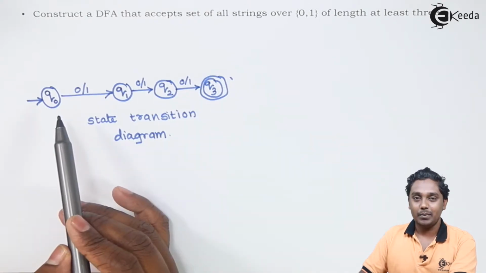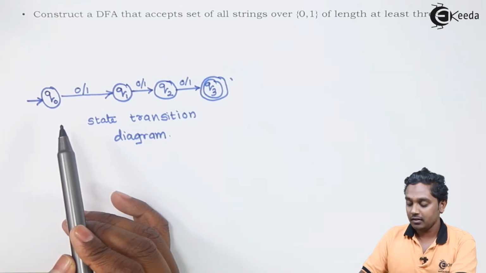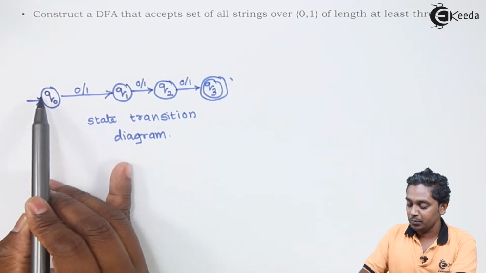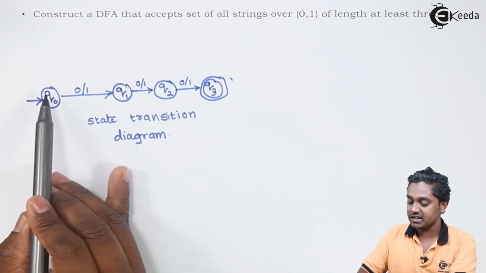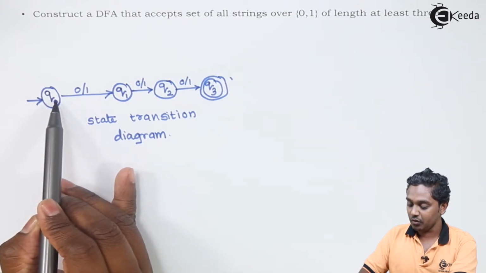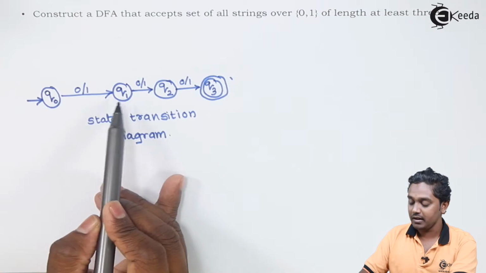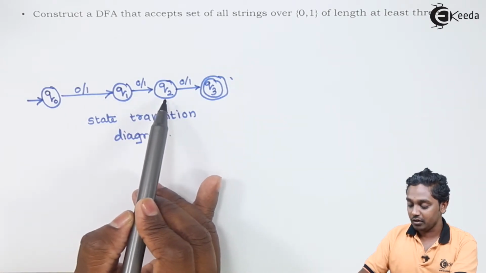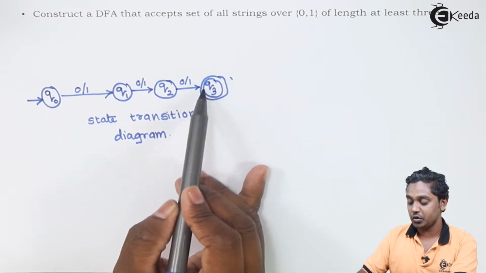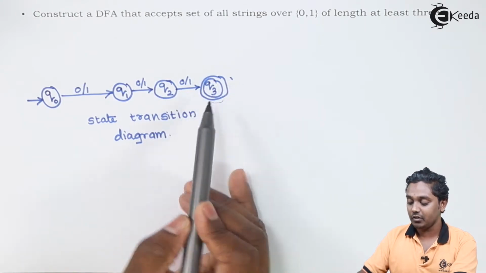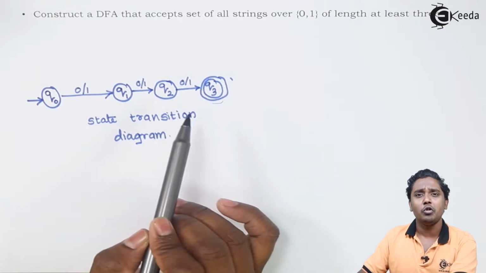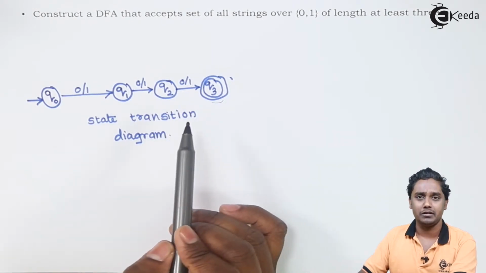Let's say we have applied the string 001. On applying 001, you can see the input string will start from the initial state Q0. On applying 0, it will have a transition to Q1. Now on again a 0, it will have a transition to Q2, and on the last one, it will have a transition to Q3. Now this is a final state which is designated using a double circle. This means that 001 is a string which is accepted by this DFA.